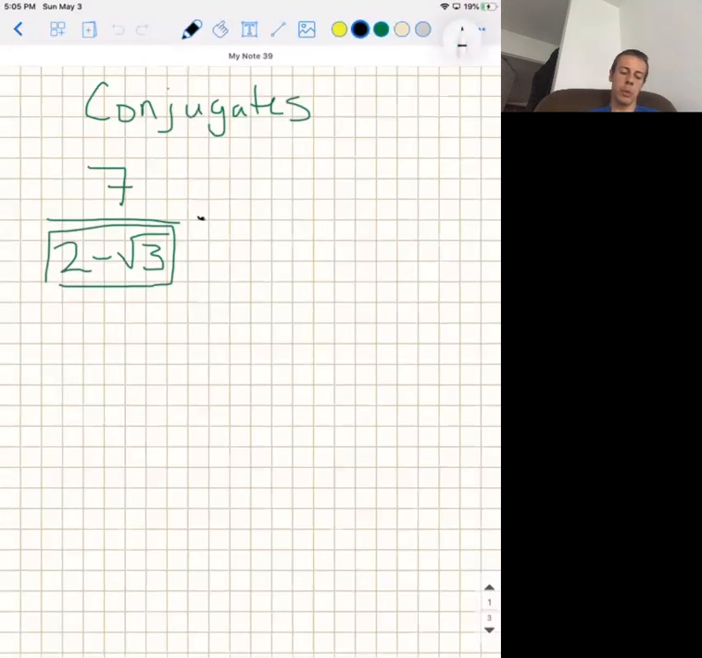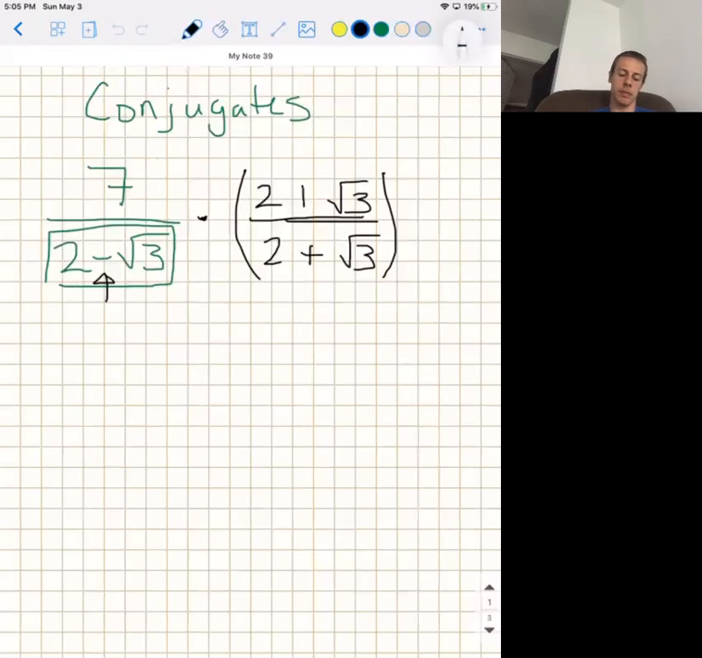So what we're going to do, we're still going to multiply by what we call that convenient form of 1, okay? And so we're going to have our numerator and denominator. It's still going to be the same thing on top and on bottom. And we're actually going to keep the terms, so 2 and the square root of 3, exactly the same. And then instead of subtracting, we're just going to always flip the sign. So since this was a subtraction sign, we're going to make it an addition sign here.